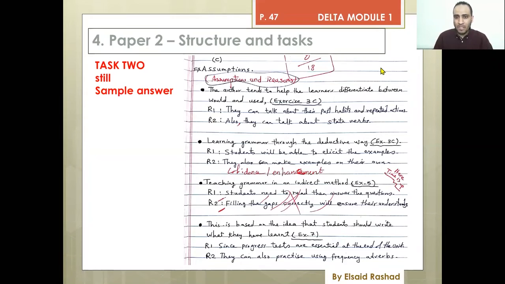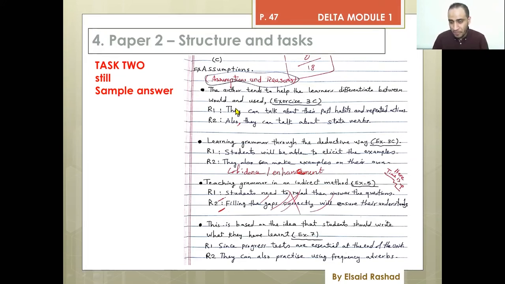You write the assumption for the activities. You need to write the assumption, and write the exercise like this. 1 mark is awarded for the reference to the exercise, so if you don't write this, you lose 1 mark. So you should write the assumption, the reference to the exercise, exercise 3C, and then you need to provide an explanation.